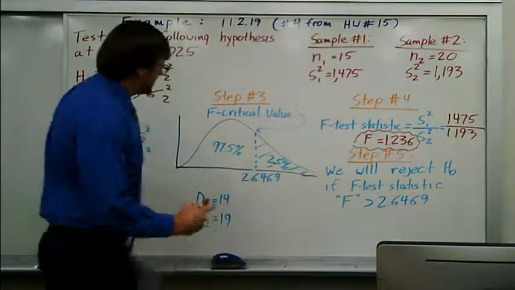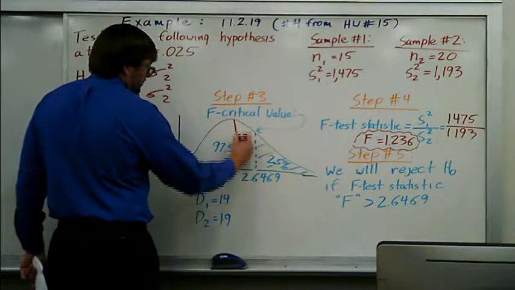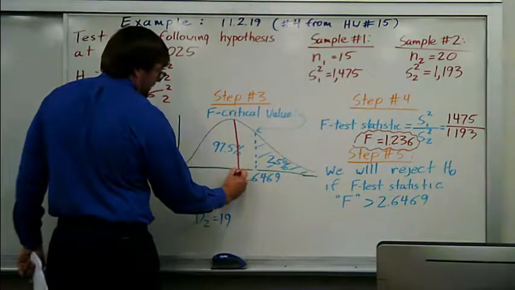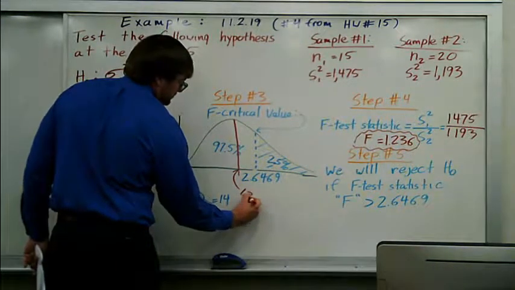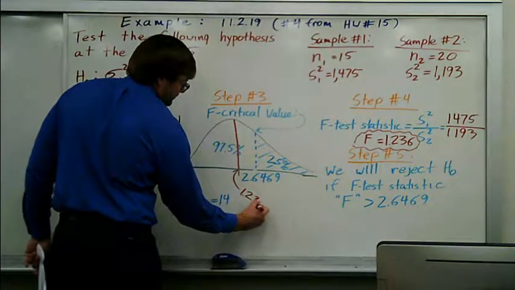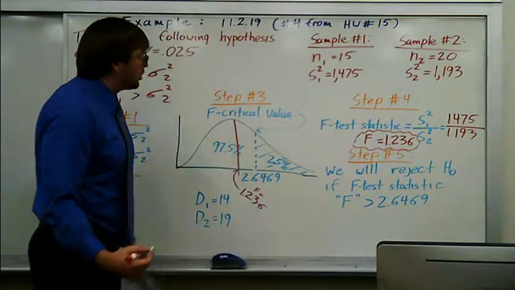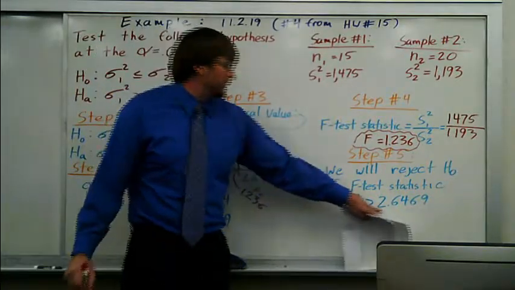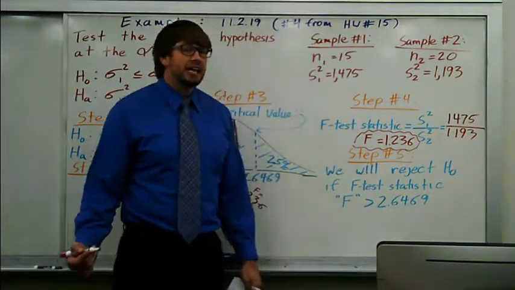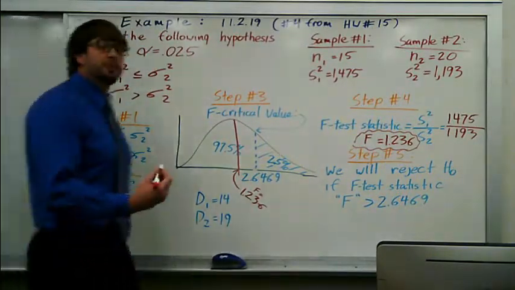And then, of course, if 2.64 is there, 1.236 should be somewhere about right there. So clearly that's not in the rejection region, or it's not greater than 2.6469. So because it's not in the rejection region, we're going to fail to reject the null hypothesis.